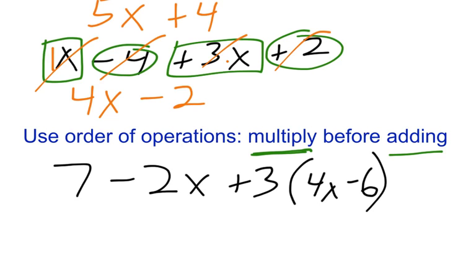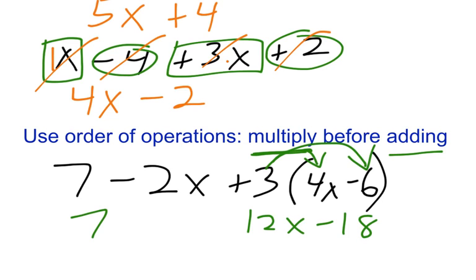So here we're going to multiply first. That means use distributive property. So I'm going to multiply here and multiply here. So that's 3 times 4x, which is 12x, 3 times negative 6, which is negative 18. And I bring everything else down, and that's a positive 12x, so I'm going to put a plus.